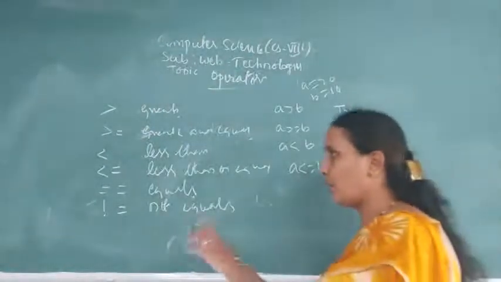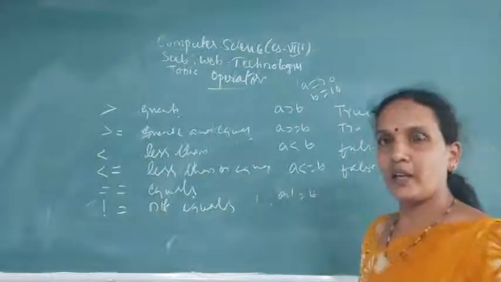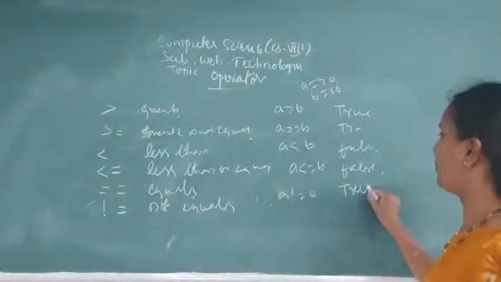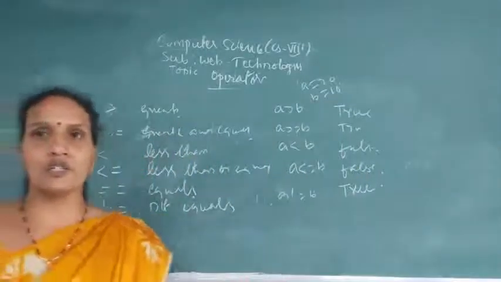Now, A not equals to B. A value is 20, B value is 10. So both are not equal, so you will get true. Okay, so this is about relational operators.